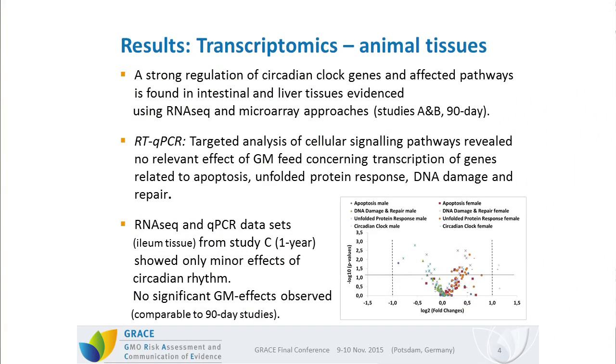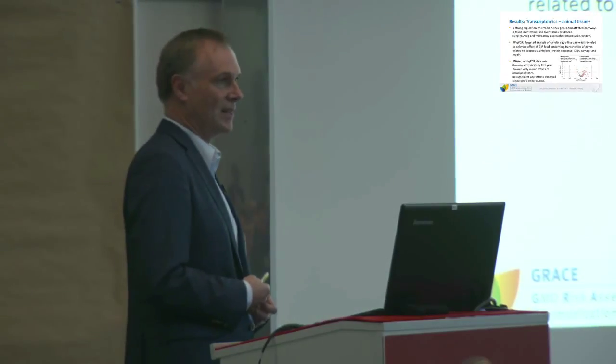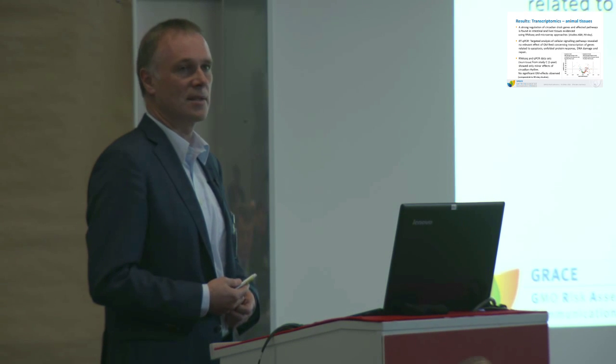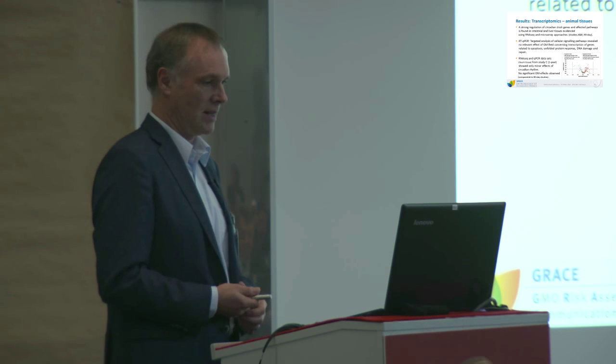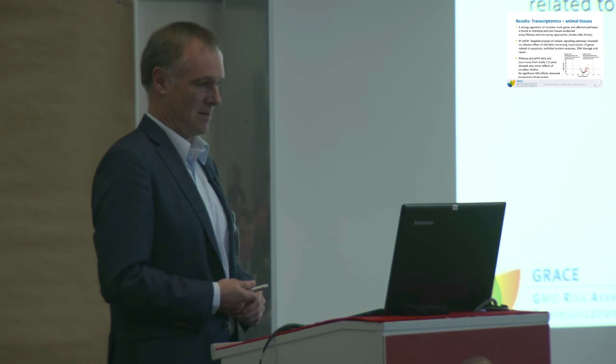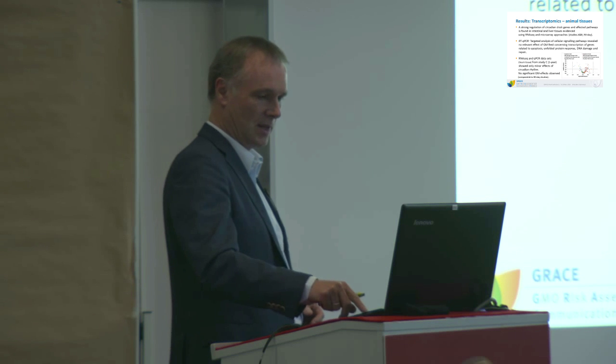When we use these targeted approaches using the PCR arrays, the cell signaling pathways we revealed were not dependent on GM feed, but we inspected transcription genes of apoptosis, unfolded protein response, DNA damage, and repair. But we couldn't identify any of these more than 60 single genes which have been looked at for expression changes. We could not see any effect directly shown for GM feeding.